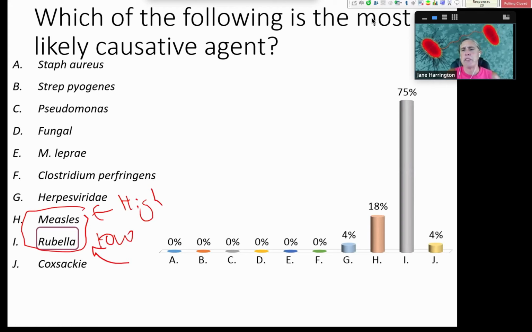Koplik spots will be available on measles. It's going to be white, grayish, looks like grains of sand on the mucosa. In the case of rubella, not present. Sometimes you might see red spots on the top, but it's only about a quarter.